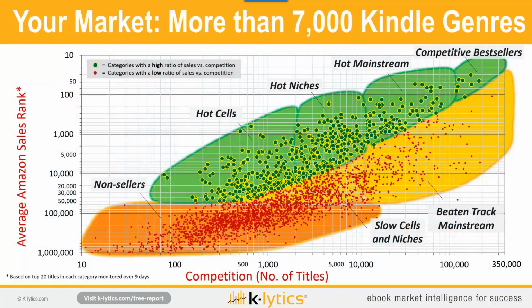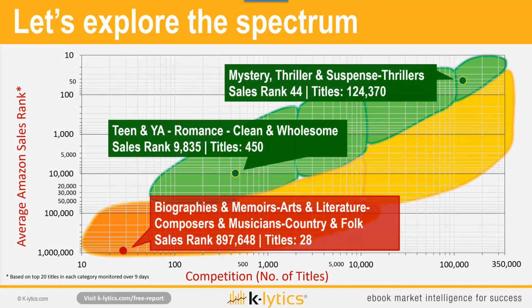And it is that map that we created 6 years ago, and that we've been updating month over month, and where we monitor all the 7,000 plus categories in the Kindle store and plot them on such a map. And it works exactly the same way as I've just explained. So let's illustrate and explore the spectrum.